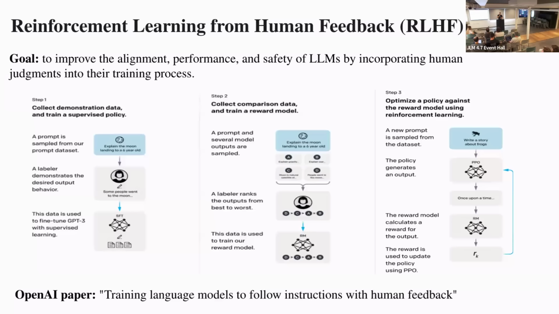And in the last phase, they optimize the policy. The policy is like our LLM. Given a new prompt, we give it to the policy, it generates the outputs, and then these outputs go to the reward model to evaluate them. And then the reward goes back to the LLM as feedback to update its weights, in order to have an LLM which is better aligned with humans.